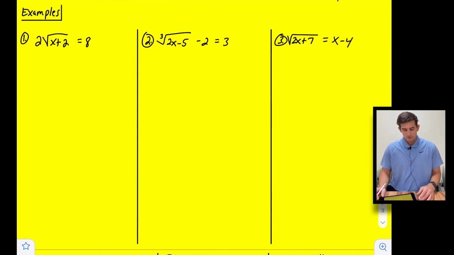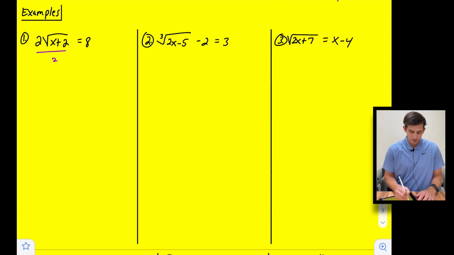So we have 2 times the square root of x plus 2 equals 8. We want to undo this multiply by 2, so we're going to divide both sides by 2. Now we have the square root of x plus 2 is equal to 4. Now we can go ahead and raise both sides. Since we're taking the square root, we want to square both sides. That's going to give us x plus 2 is equal to 16. We subtract the 2, and we get x is equal to 14.